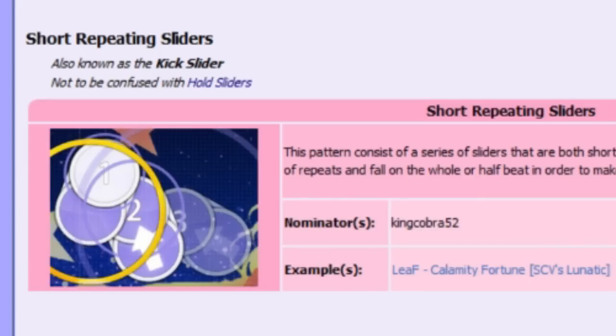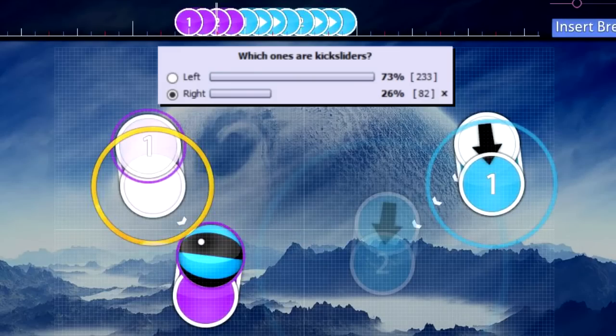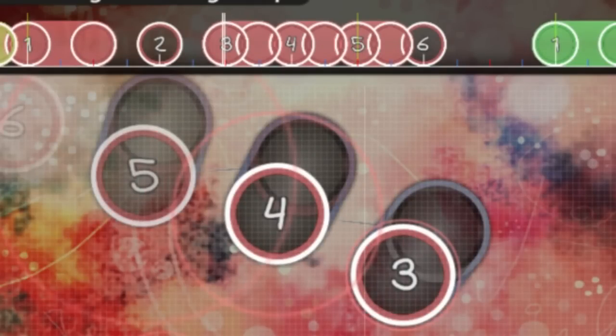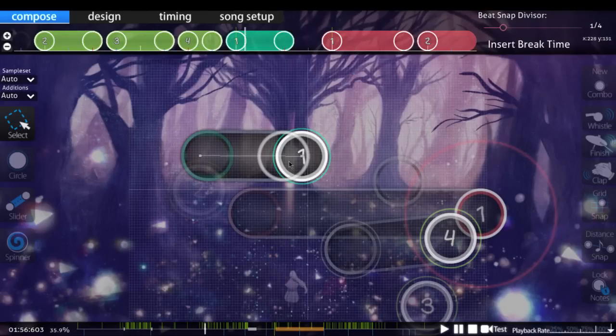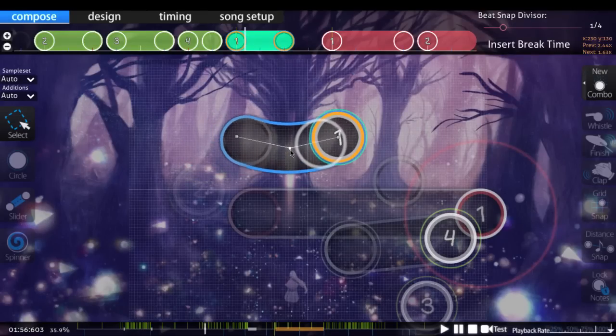In the past, it was a short repeating slider, and now a kickslider is nothing. Some people believe it's this, and others believe it's this. And that's part of what makes learning to map hard.